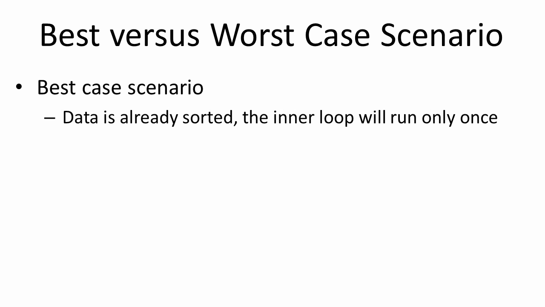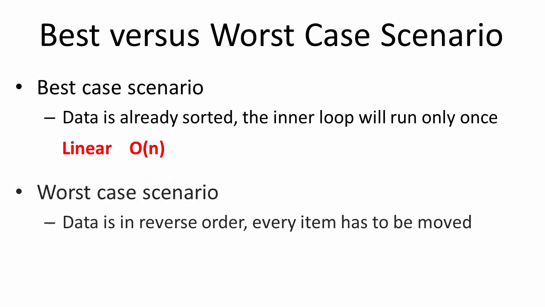With our bubble sort, if the data is already in the right order, the inner loop will run only once. So in the best case scenario, the bubble sort actually has linear complexity. In the worst case scenario with the bubble sort, the data is in completely the wrong order, so everything has to be moved. In the worst case scenario, the bubble sort has quadratic complexity. With Big O, it's normally the worst case scenario that we're interested in.